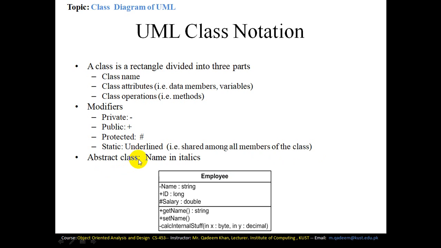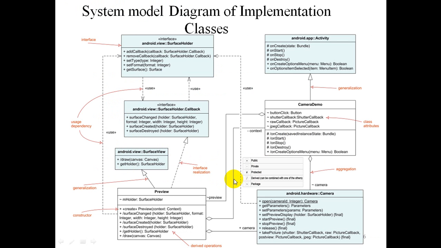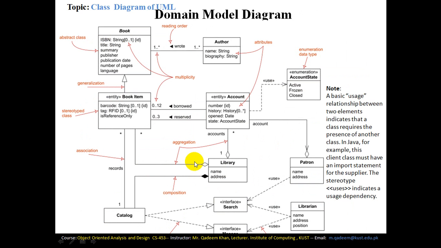Abstract class. An abstract class is usually named in italics. This is not abstract, it is a concrete class. Abstract classes are shown in italic format. For example, this is our previous example. Here you can see that all are concrete classes because there are no italic class names, but here you can see this book is italic, so that means this is abstract. Others are concrete, and similarly patron, librarian, catalog, search library, these are concrete, while only the book is abstract.